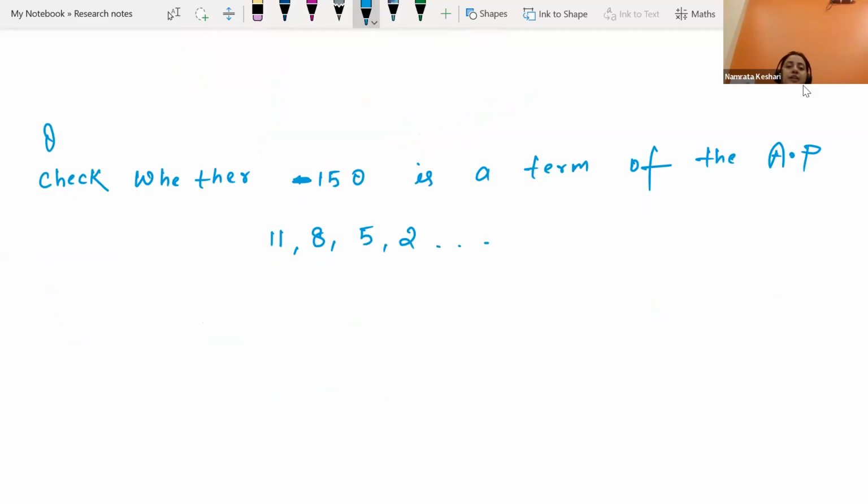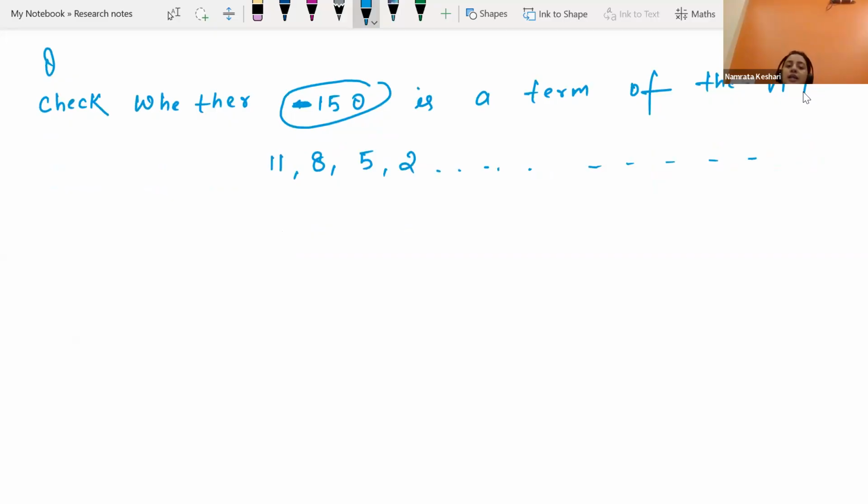Okay, so let's check whether this term exists in this AP or not. See, we have minus 150, and you can see our arithmetic sequence is decreasing: 11, then 8, then 5, then 2. It will keep on decreasing. We have to check whether after a certain period we will get minus 150 or not. Let's say the nth term an is minus 150, and let's try finding n from here, at which place minus 150 is sitting. Getting it, Zoha?